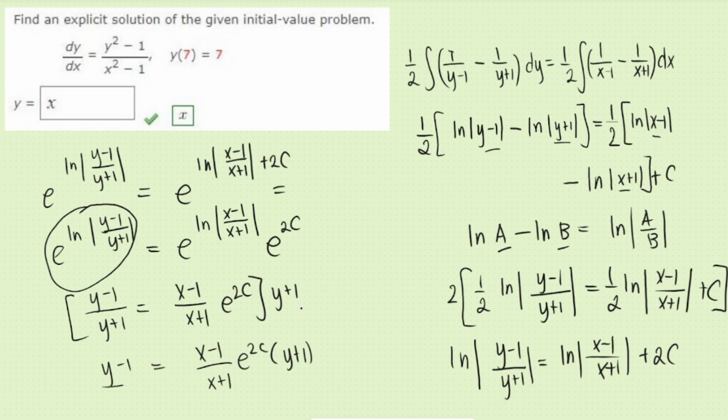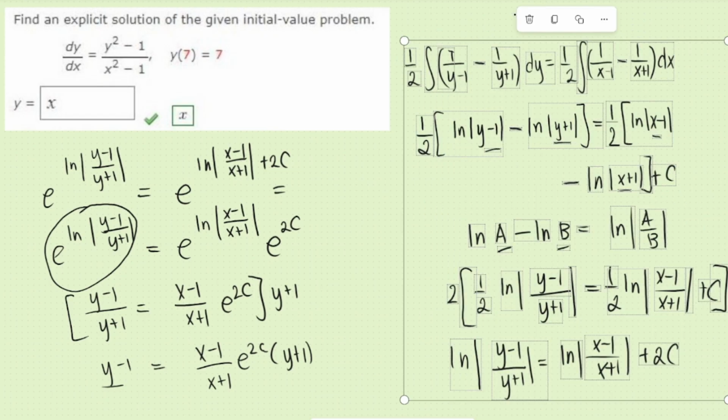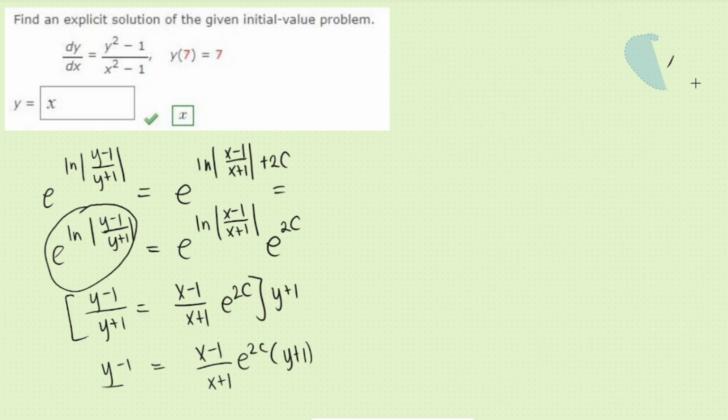Okay, so let's go delete this and simplify these. Okay, now that we multiplied y plus 1 to both sides of the equation, we will now have y minus 1 is equal to x minus 1 all over x plus 1 times y e to the 2c plus e to the 2c x minus 1 all over x plus 1.